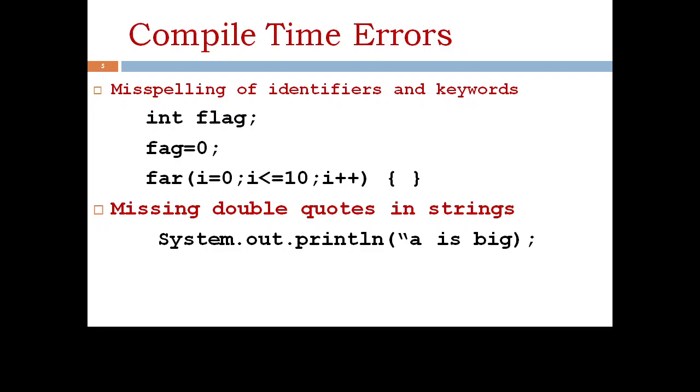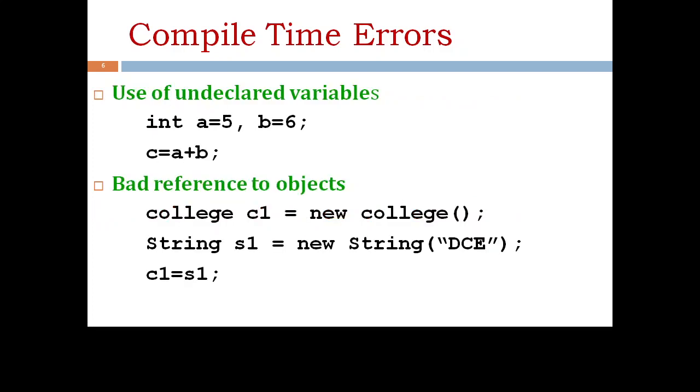Next is for. For is a keyword, a for loop, but here he has typed this as FAR. FAR is not there, so this will be a compile time error. Next, a string has to be enclosed within double quotes. Here he is displaying A is big, so the double quotes are started but not ended. This is a simple error, so this is a compile time error.